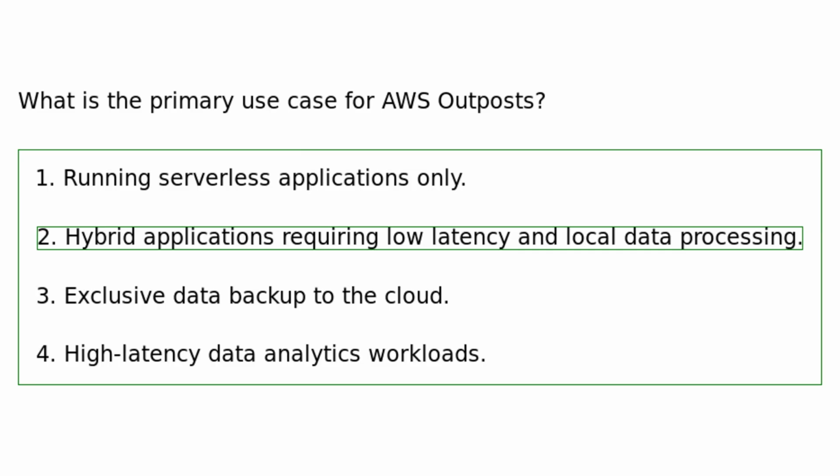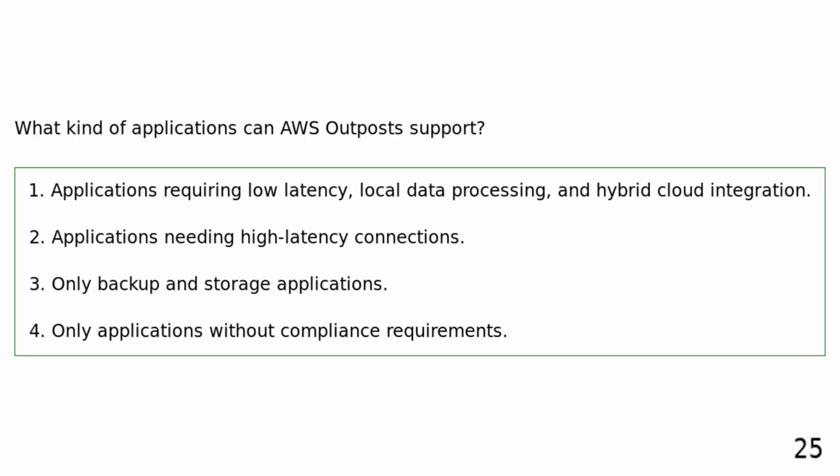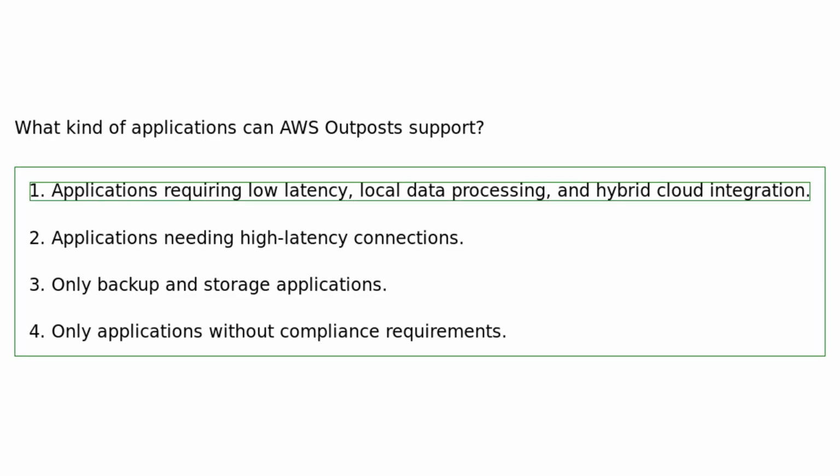to AWS cloud services. What kind of applications can AWS Outposts support? Applications requiring low latency, local data processing, and hybrid cloud integration. Applications needing high latency connections. Only backup and storage applications. Only applications without compliance requirements. AWS Outposts supports applications that require low latency, local data processing, and hybrid cloud integration, making it suitable for a variety of critical workloads.